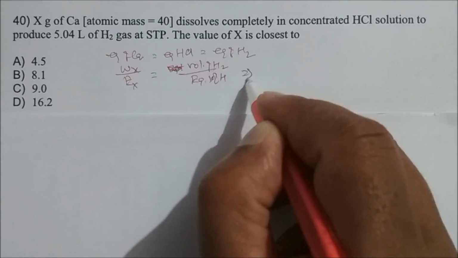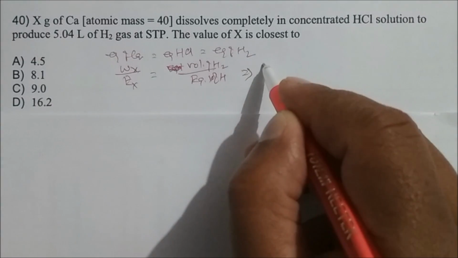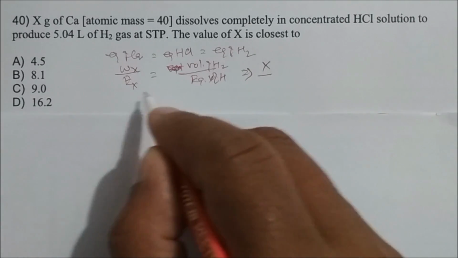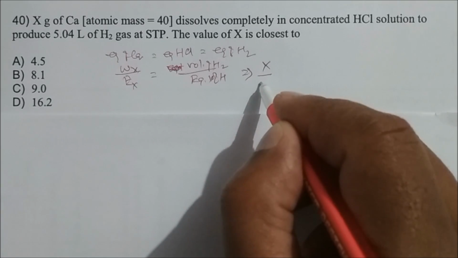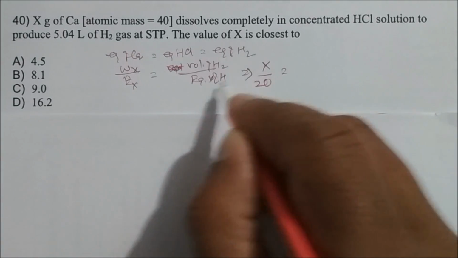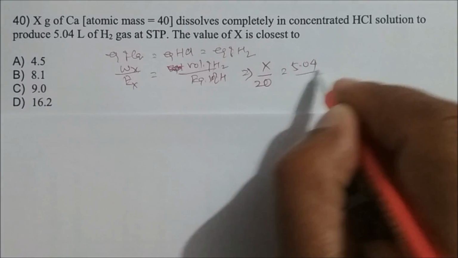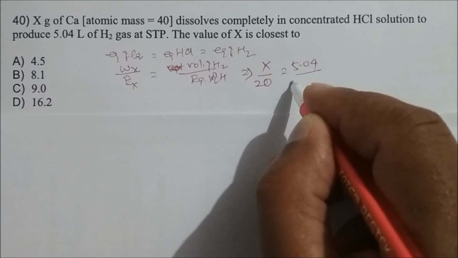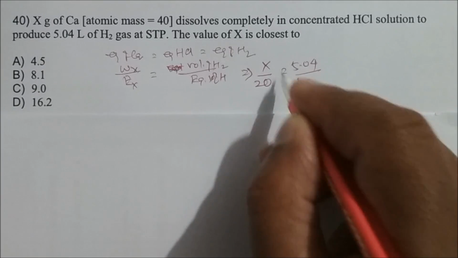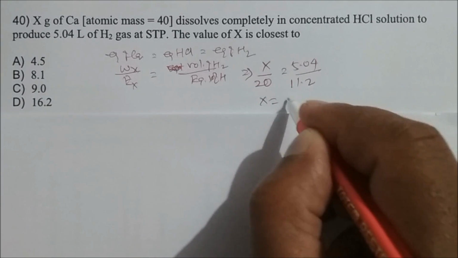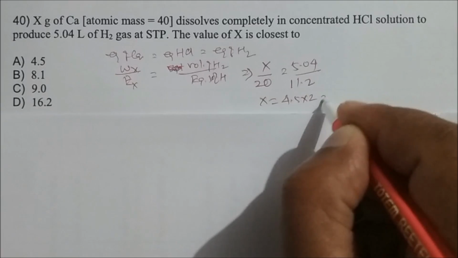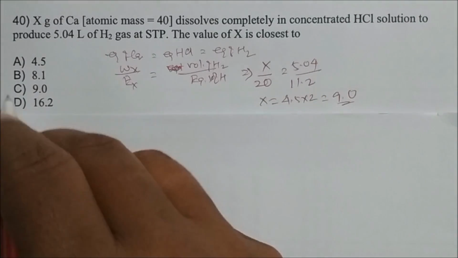So on solving, what is the weight of calcium? This is your X, and the atomic weight of calcium is 40 with n-factor 2, so the equivalent mass will be 20. The volume of hydrogen given is 5.04, and the equivalent volume of hydrogen is 11.2. If you solve it, X will equal 4.5 multiplied by 2, that is 9. So answer C is correct.